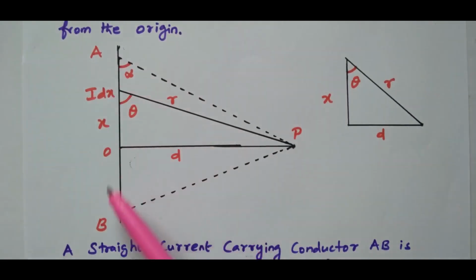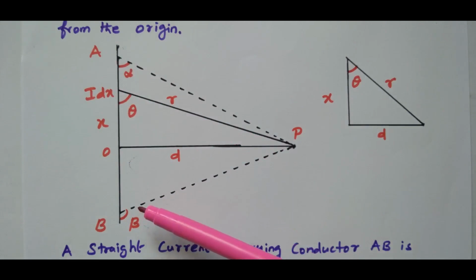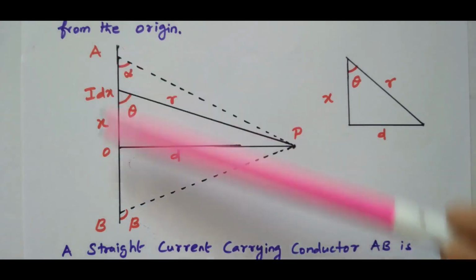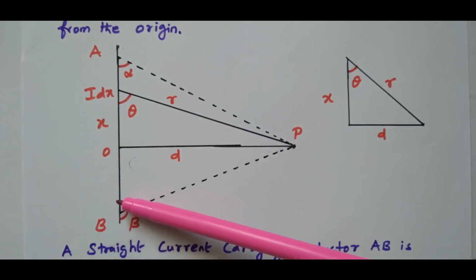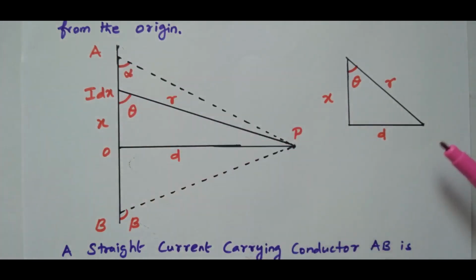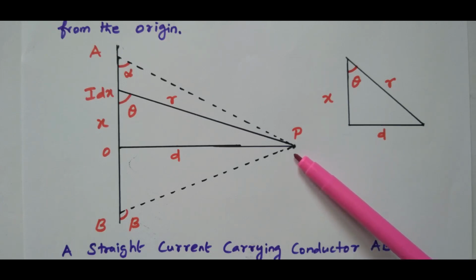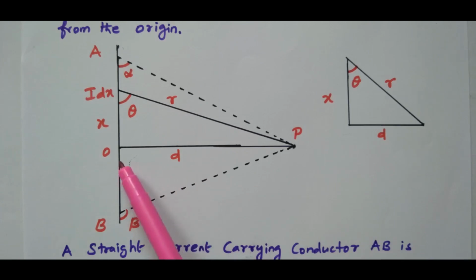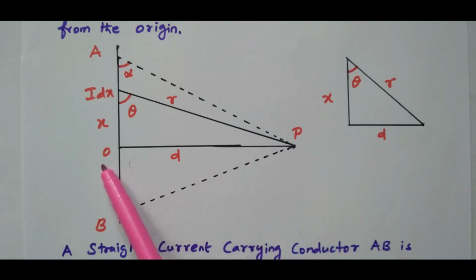So this AB is nothing but a finite conductor in which the current is flowing. When the current is flowing through the conductor AB, what will happen? The magnetic field is produced in the form of concentric circles. AB is the straight conductor in which the steady current is flowing. Due to that, the magnetic field is produced in the form of concentric circles. Our aim is to find the magnetic field intensity at this point P, which is at a distance d meter from the origin, or it may be the center.